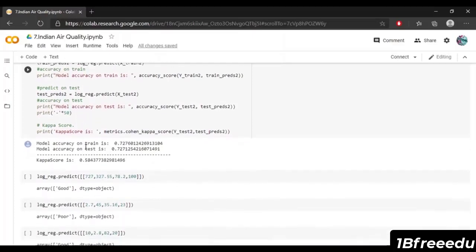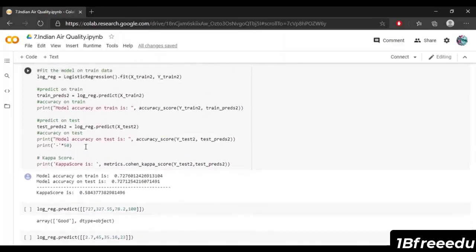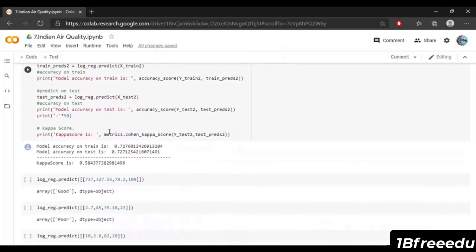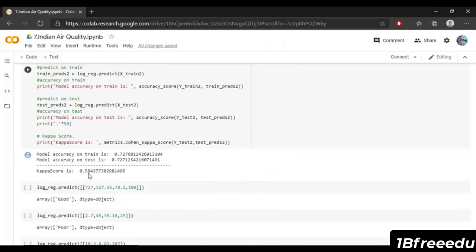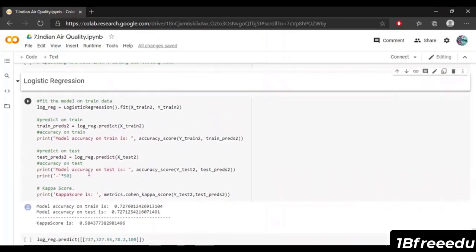After running this code, we saw that the accuracy on train is 72%, the model accuracy on test is again 72%, and the kappa score is 58%. This is not a very bad model.